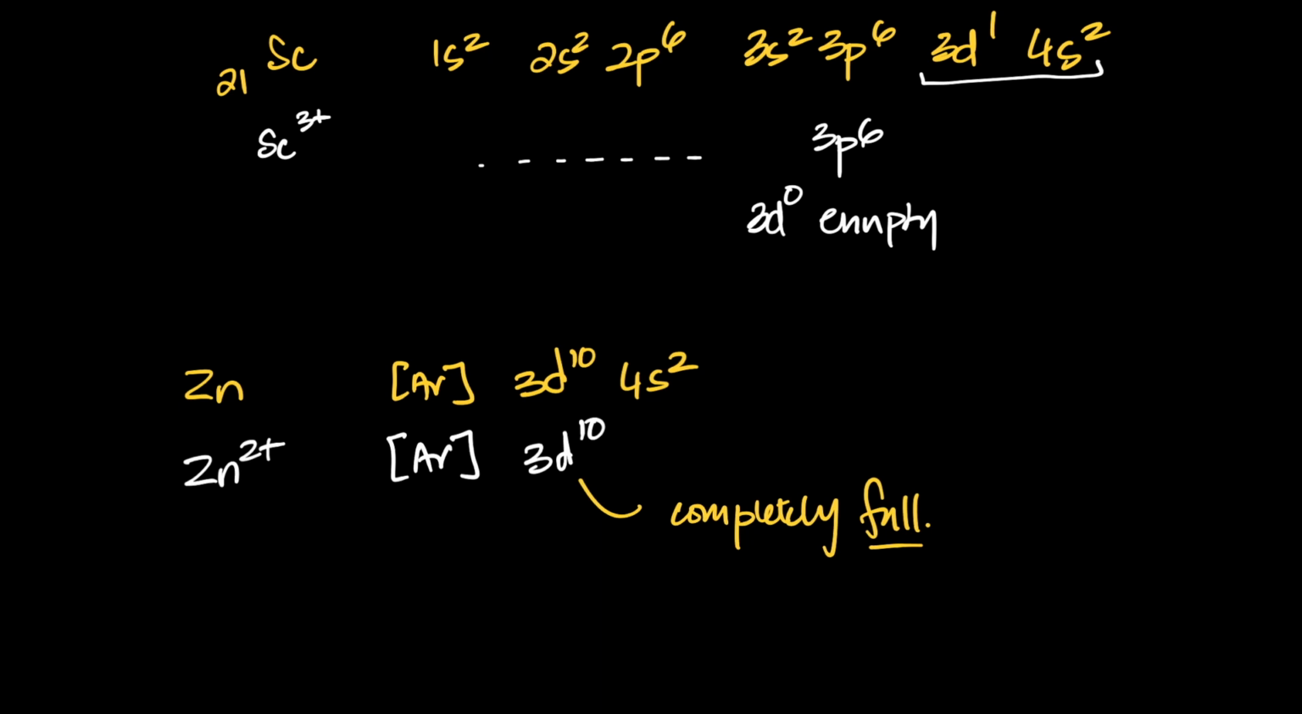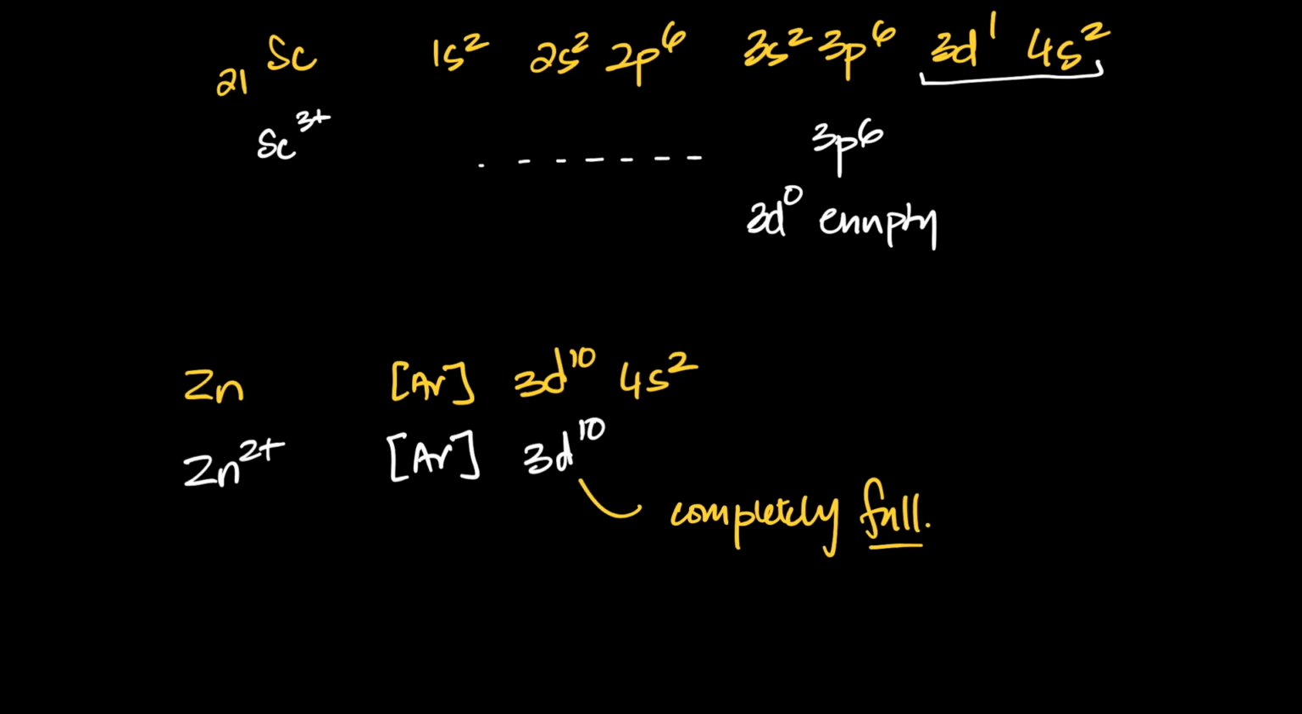Because unless they are partially filled, you're not going to have color. And if you can't have color, it won't have the one property that we name them by name. The name is transition elements because we want electrons to transition, and unless they transition, they don't have color.